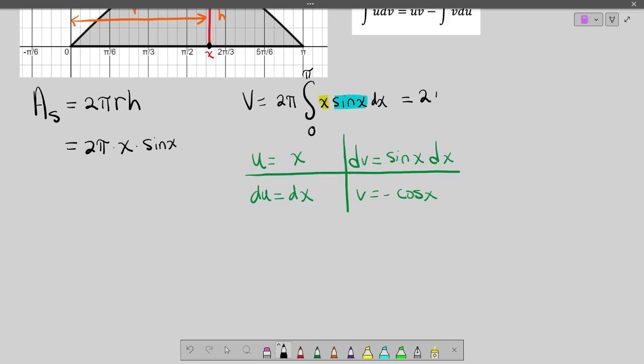So we have 2 pi. Oh, and here's one of those situations. Well, let's go through it. I didn't think ahead. I've got a constant out in front.